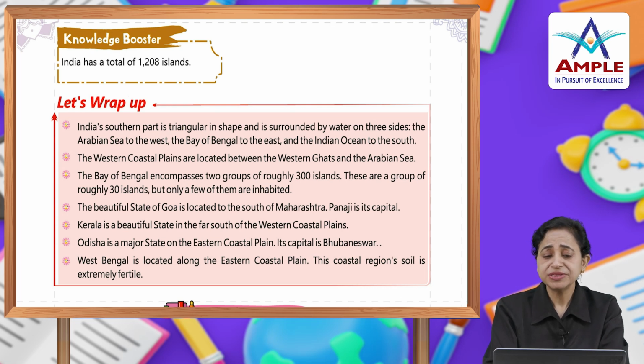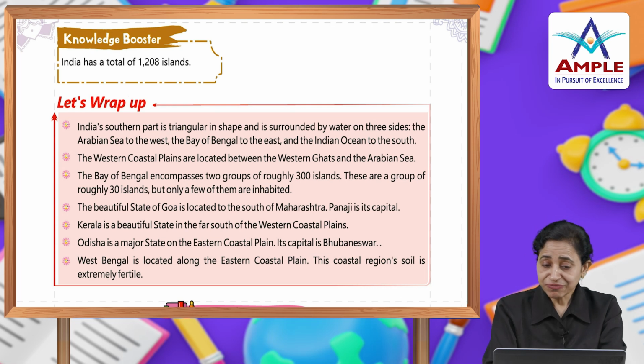The western coastal plains are located between the Western Ghats and the Arabian Sea. The Bay of Bengal encompasses two groups of roughly 300 islands. These are a group of roughly 30 islands, but only a few of them are inhabited.